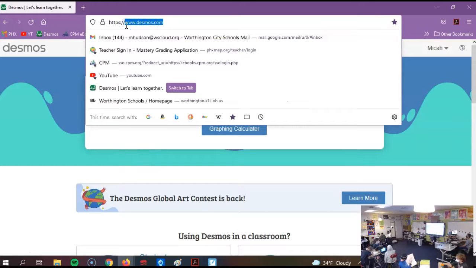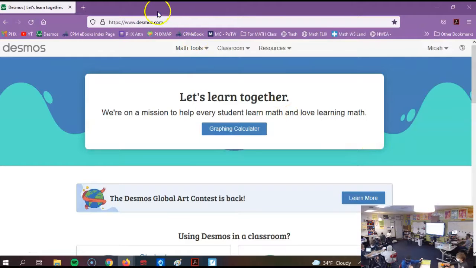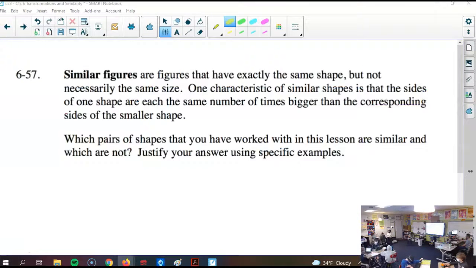Desmos.com, log in with your Google. Right? Not student.desmos, just desmos.com. Log in with your Google. Desmos.com, log in with your Google. Then on the main page, go down on the left side and click on student homepage.